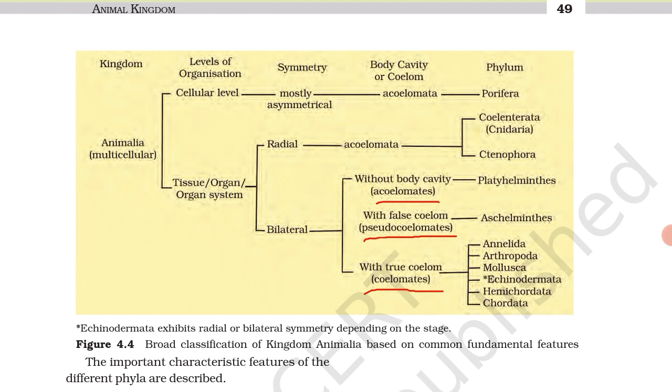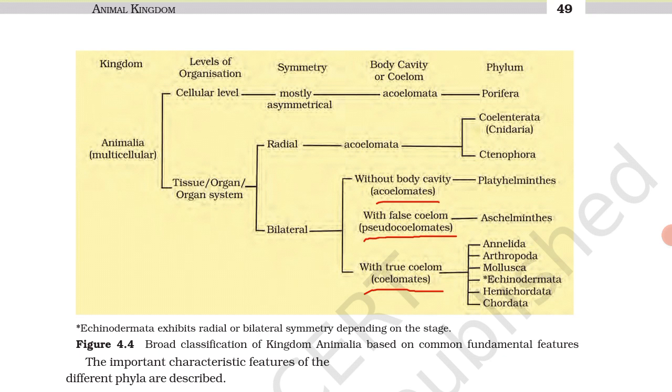Next is tissue level or organ system level of organization, seen in radial and bilateral symmetry. In radial symmetry, the body cavity is acoelomate. So acoelomate animals with radial symmetry are kept in phylum Coelenterata and Ctenophora. Coelenterata is also called Cnidaria. So acoelomates with radial symmetry are Cnidaria or Coelenterata, and Ctenophora.